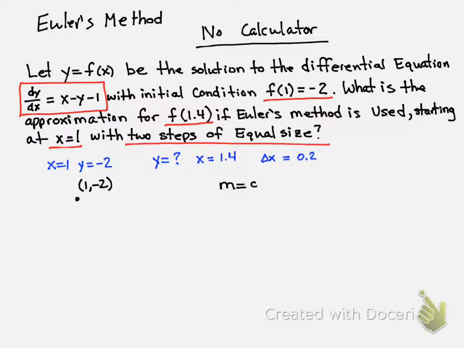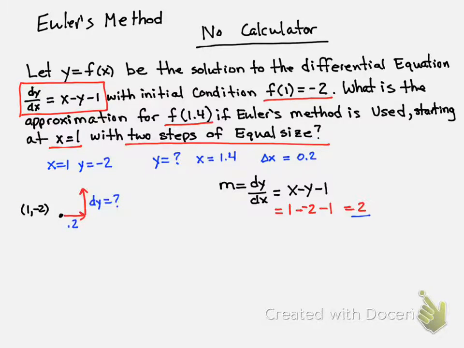Our slope will be equal to dy/dx, which is equal to x minus y minus 1, or 1 minus a -2 minus 1. Well, this is 1 plus 2 is 3 minus 1 is 2. So what that really means is I'm going to come over 0.2 and up however much it takes to have a slope of 2.